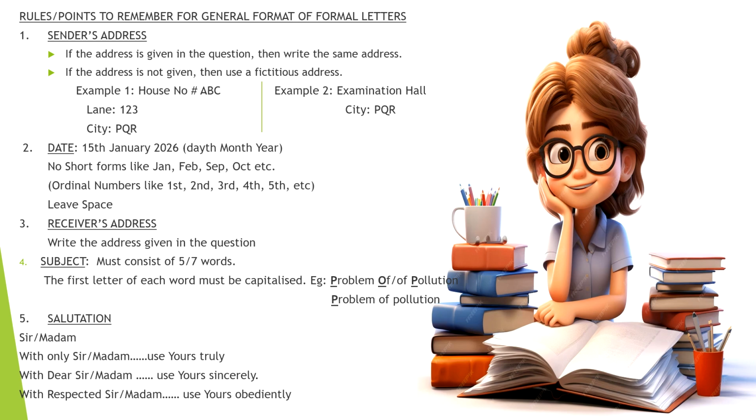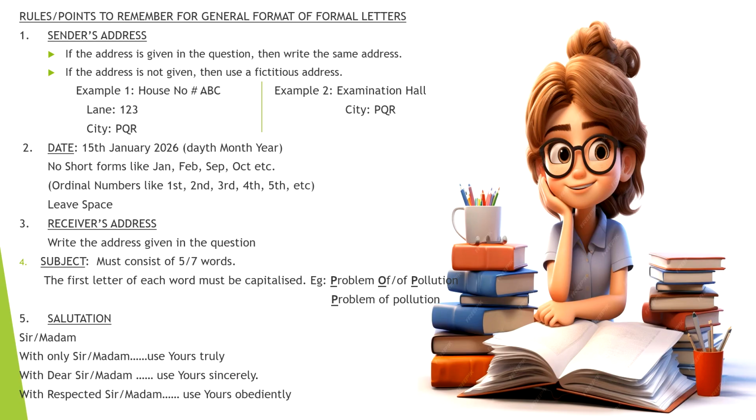Then we come down to year. We will write down 4 digits of the year. For example, 2026. After date, leave space. Then come down to receiver's address. Mostly, receiver's address is given in the question, so no problem. Write down the address which is given in the question. In case the address of the city or any lane or something is missing, then use a fictitious address like ABC, XYZ. But mostly in CBSE question papers, the receiver's address is properly given.